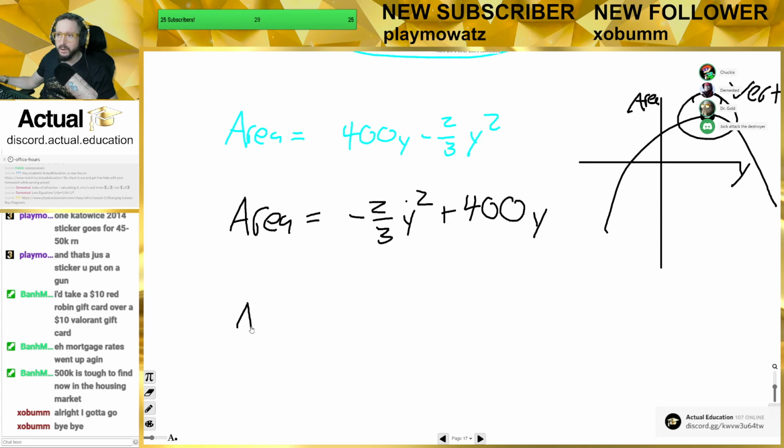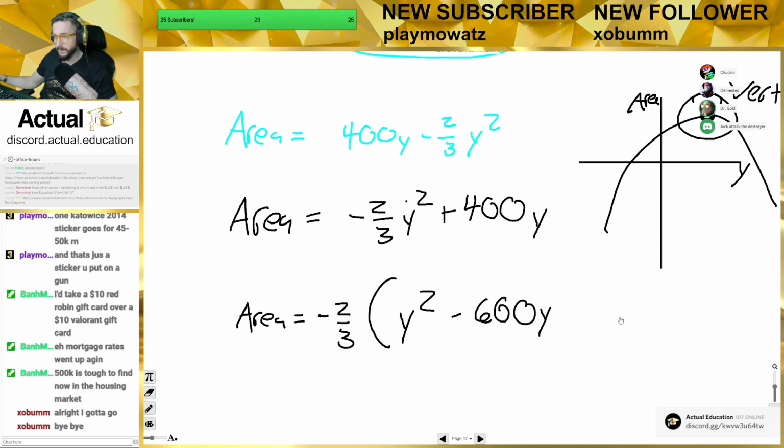So area is equal to... The first thing I'm going to do is pull out the negative 2/3, because you always need that before you do any completing the square. You need to make sure that the thing in front of this is 1. So I'm going to pull out a negative 2/3 from here, which means I need to pull out a negative 2/3 from here as well. So that's going to make this equal to minus 600. Because you see how this times this would get you the positive 400 again.